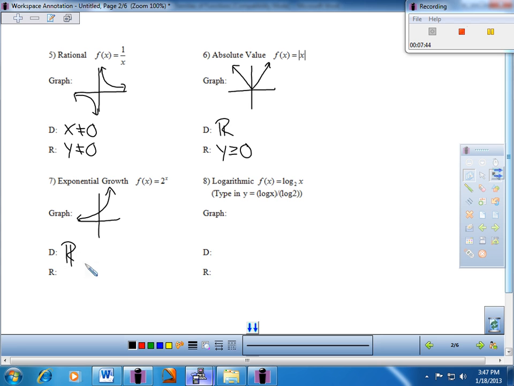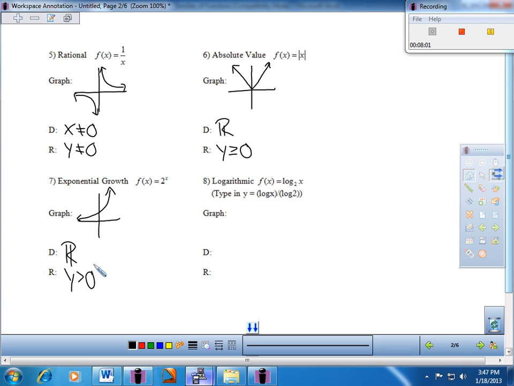Domain, definitely all reals. As I go left to right there, it just keeps going. No stops, no breaks. But range, it looks like it's only above the x-axis. As a matter of fact, as this keeps going to the left, it will never, ever touch that x-axis. And so as a result, no equals here, everyone, just greater than 0.